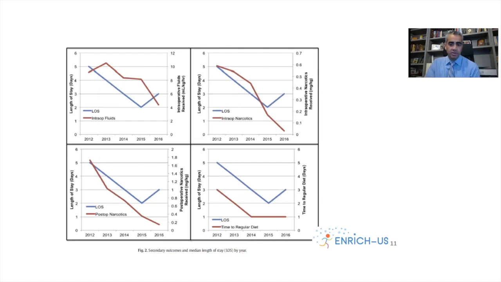Here are some of the other outcomes of interest that we were able to study. The top left panel demonstrates, once again, length of stay in the blue line, but also a decrease in the amount of intraoperative fluids being utilized, going from about 10 milliliters per kilo per hour down to about 4 milliliters per kilo per hour. The top right panel shows a decrease in the utilization of intraoperative opioids, which almost went down to 0. Similarly, the bottom left panel shows postoperative in-hospital opioids going down to almost 0. And our length of time until patients were tolerating a regular diet was essentially 1 day after implementation.